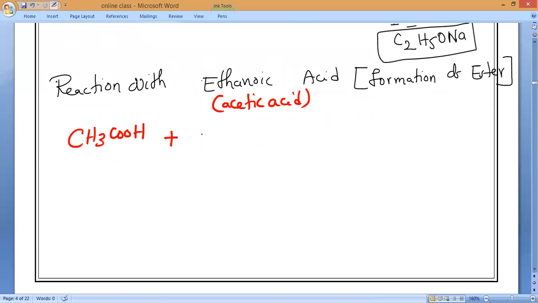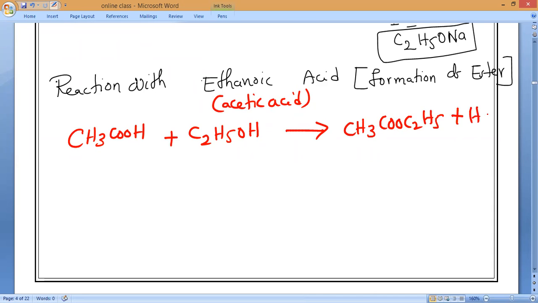CH3COOH reacting with the ethanol. What is the ethanol formula? Everyone. C2H5OH. CH3COOC2H5 plus H2O. So this is the formula. Can anyone tell me what is the name of this one? Yes, please. This is called ethyl acetate.